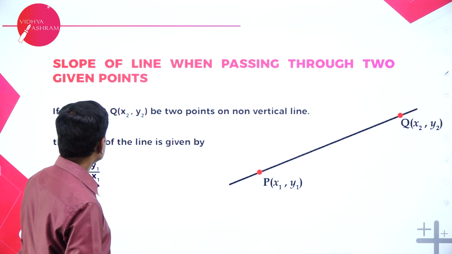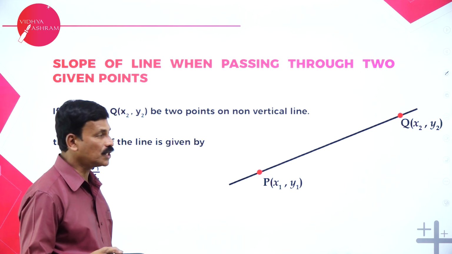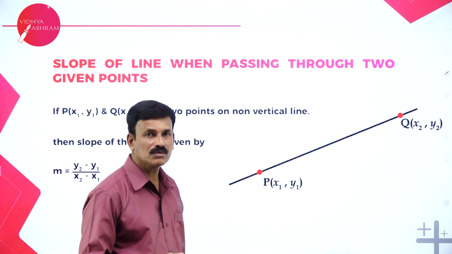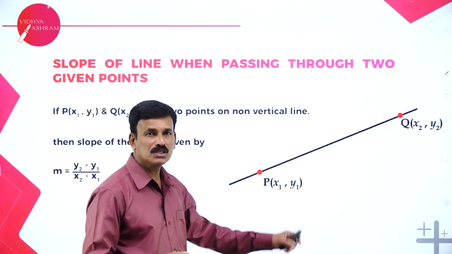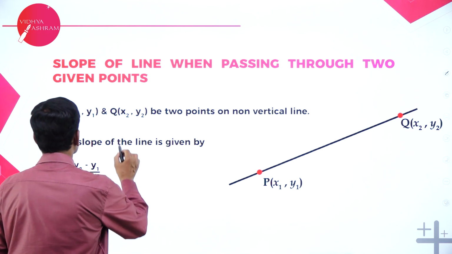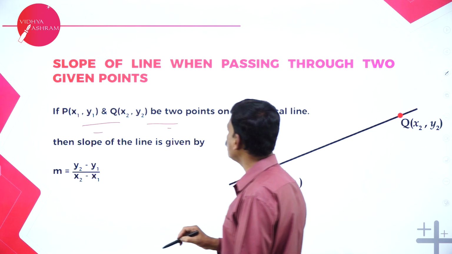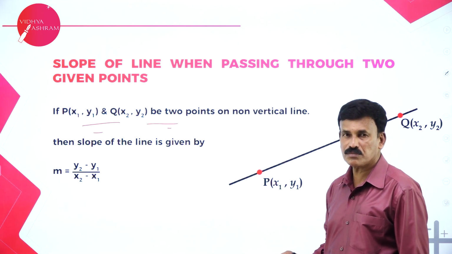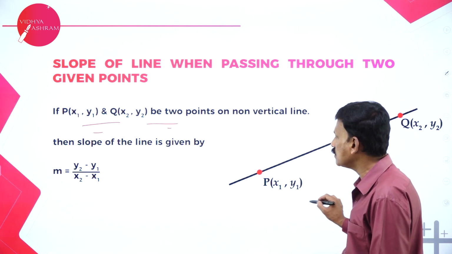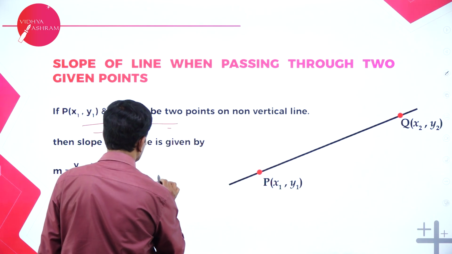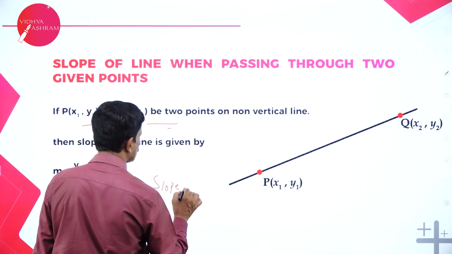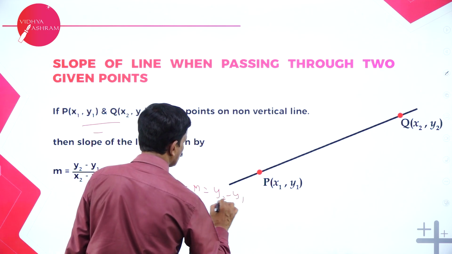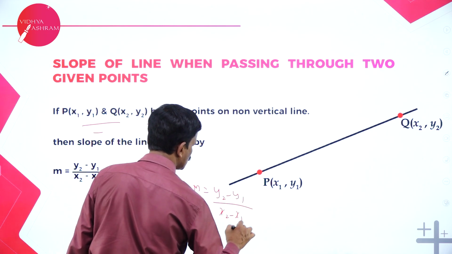Now, by knowing this, let us learn about the slope of a line joining 2 points. Suppose a line is formed by joining the 2 points A (x1, y1) and B (x2, y2). Let P (x1, y1) and Q (x2, y2) be any 2 points on a non-vertical line. Then the slope of the line is given by m equal to y2 minus y1 divided by x2 minus x1.